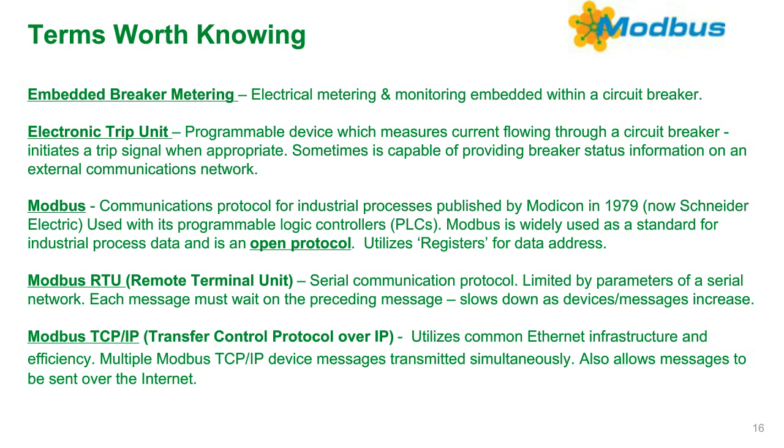There are two forms of Modbus that we'll talk about. One is Modbus RTU, which is Modbus Remote Terminal Unit. That's serial communication, Modbus over serial communication. And the other is Modbus TCP/IP, TCP/IP standing for Transfer Control Protocol over IP. So the first one of these, Modbus RTU, which is also sometimes known as Modbus RS-485, that's serial communication, and it's really limited by the parameters of a serial network. So this is the original protocol that was built back in the 70s.